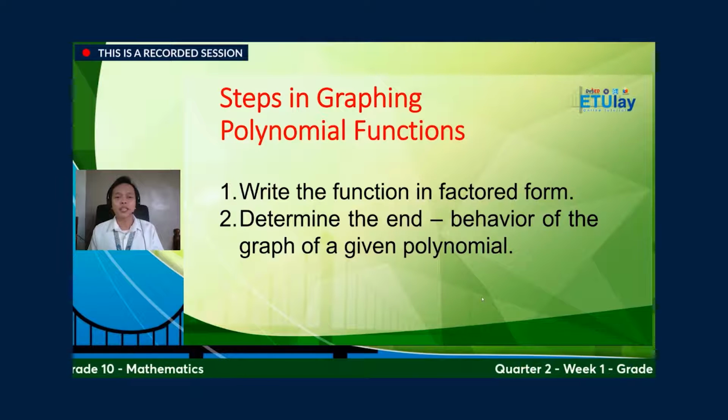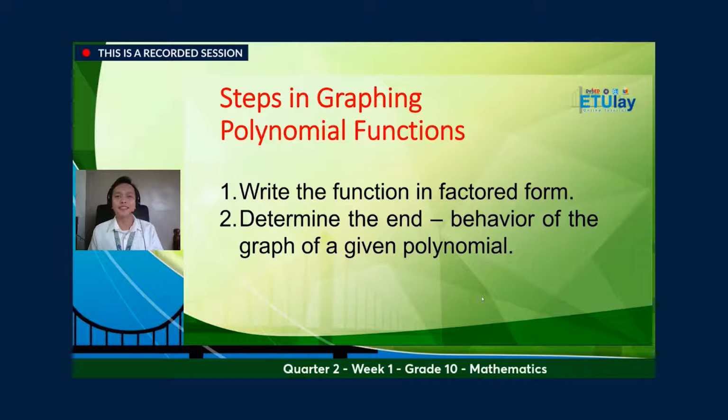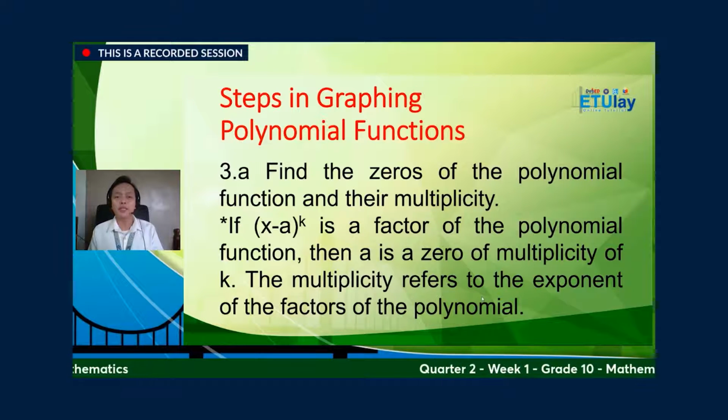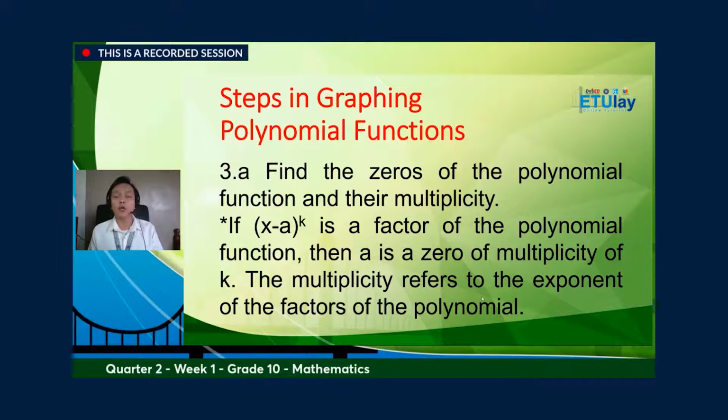Step number 2, determine the end behavior of the graph of a given polynomial. Step number 3. That's 3.a. Find the zeros of the polynomial function and their multiplicity. If quantity x minus a raised to k is a factor of the polynomial function, then a is a zero of multiplicity k. The multiplicity refers to the exponent of the factors of the polynomial.